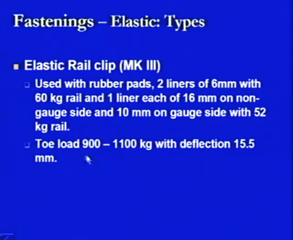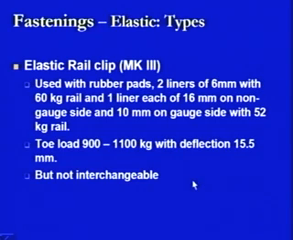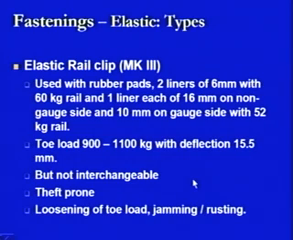In this case the toe load is comparable to the toe load of the IRN 202 clip, where it was 1000. Here it varies between 900 to 1100 kgs, but at this level the deflection permitted is lower than the IRN 202 clip. It is 15.5 mm. These are not interchangeable and they are also theft prone. There is also loosening of toe load, and with the loosening of toe load there are times they get jammed, or rusting may also take place.